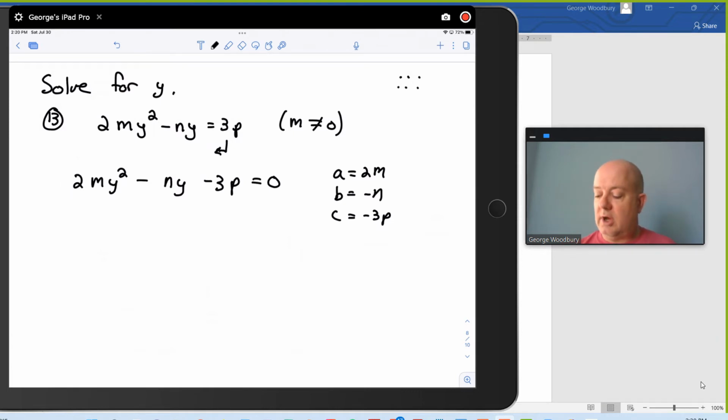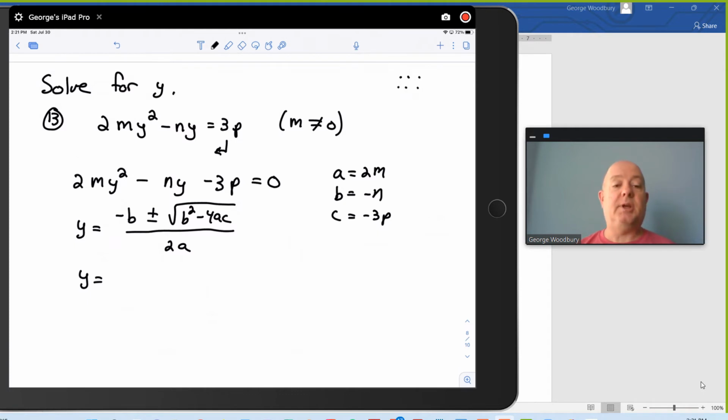So let's start the quadratic formula. Because we're solving for y, we write y equals instead of x equals. Y equals negative b, or the opposite of b, plus or minus square root of b squared minus 4ac all over 2a.